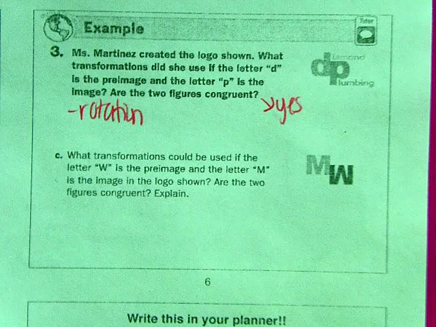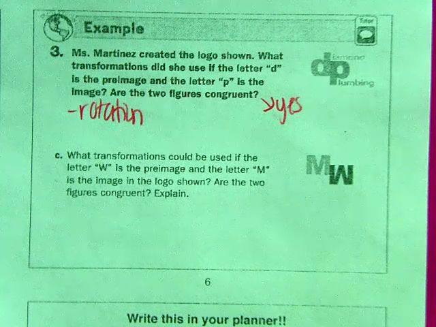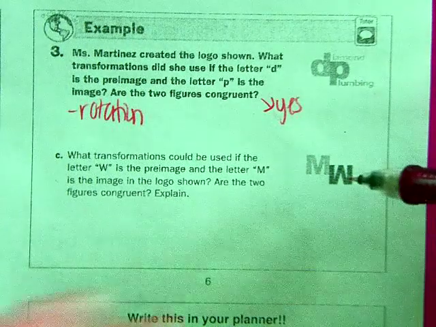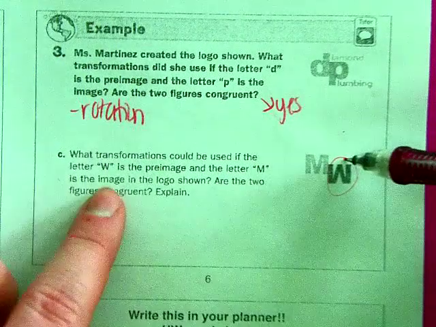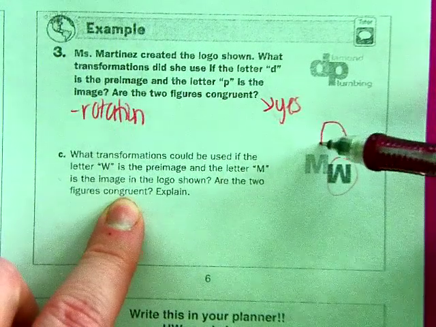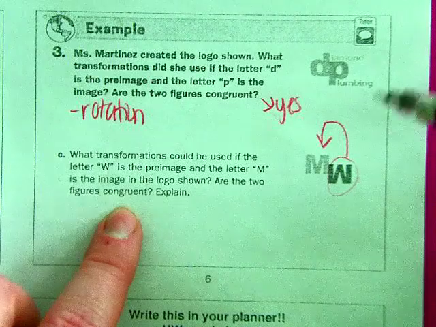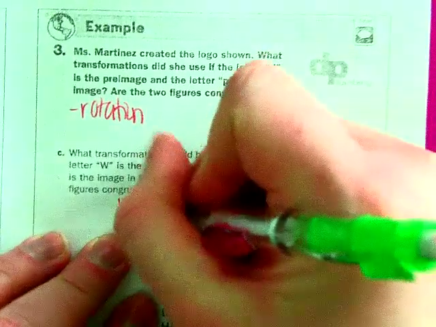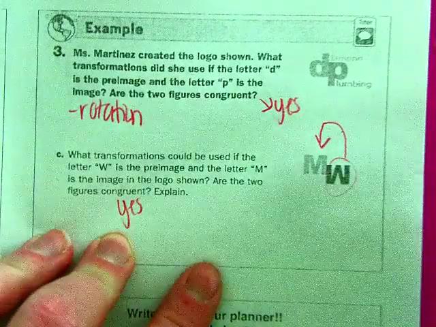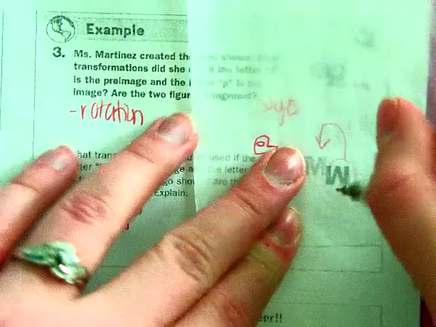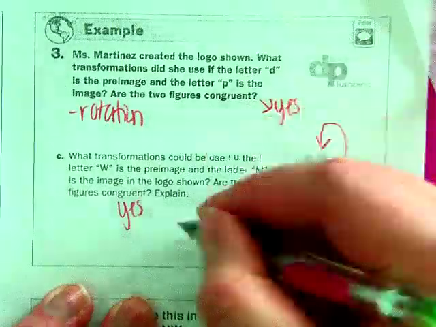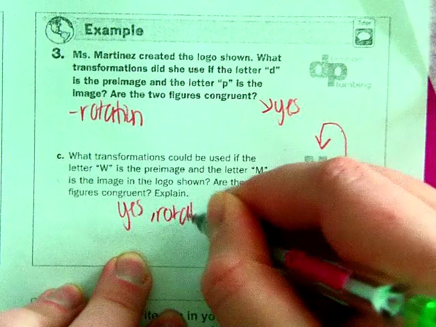So what transformation could we use if the letter W is the preimage? So this is our preimage, and the letter M is the image. Are they congruent? Do they look the same? Yes. Looks like we rotated it. So we take the W, and we get the M. Rotation. Now would this one be a reflection?